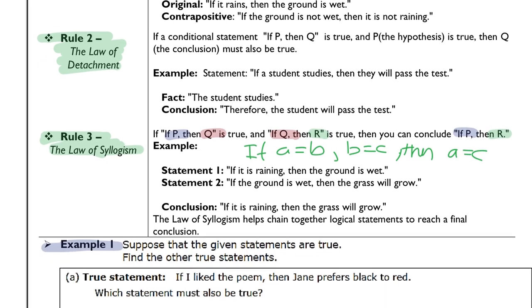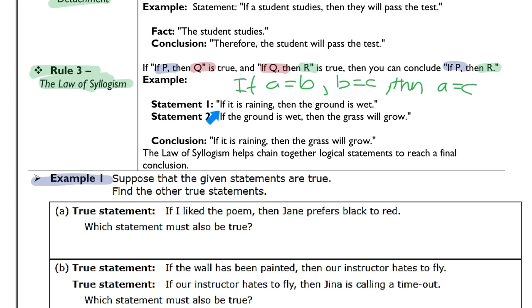So a couple of statements that you're going to be given. Just a quick example. If it is raining, then the ground is wet. If the ground is wet, then the grass will grow. So notice how those are identical like we highlighted before. The ground is wet. The ground is wet. We have this, we have this. So therefore, we can jump to a logical conclusion of this, then this: that if it's raining, then the grass will grow. That's rule 3, the law of syllogism. It's chaining together logical statements, very similar to the transitive property of equality.